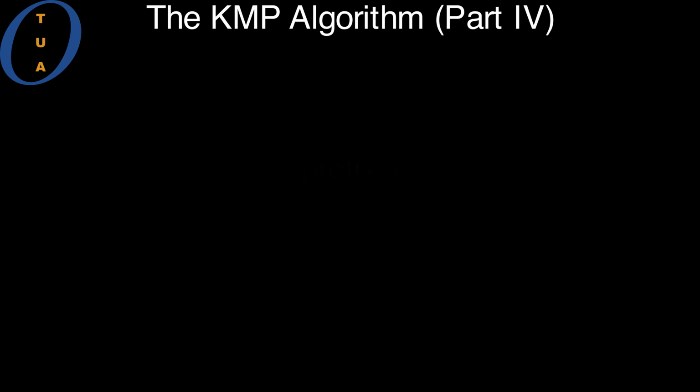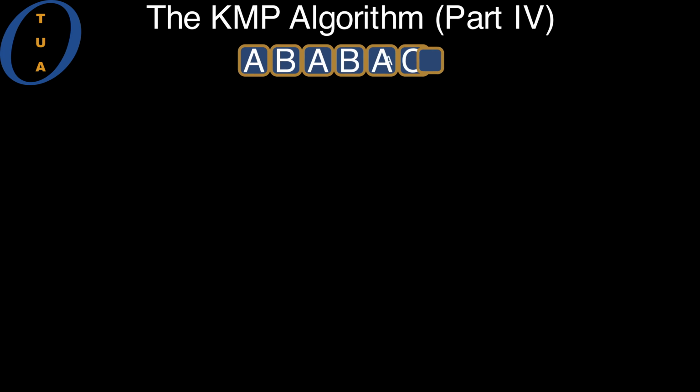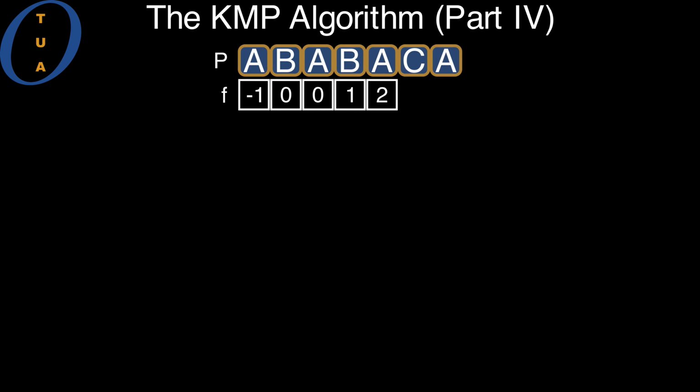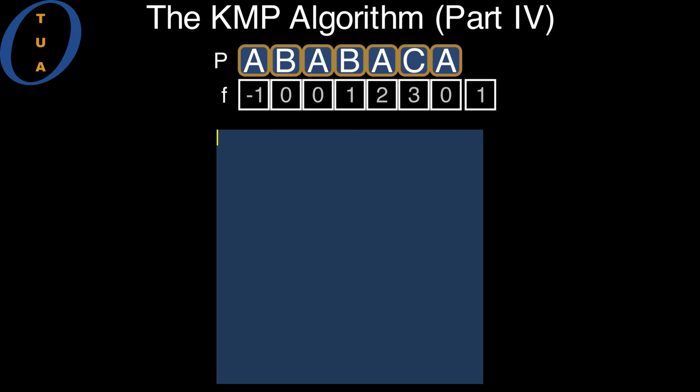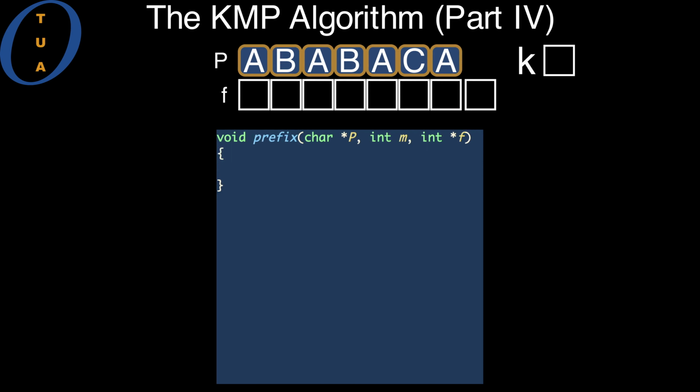We start with a C function called prefix, which takes as input the pattern called P, its length called M, and the memory location called F, starting with which we store the array containing the failure function. We store the length of the current longest proper border in a variable called k, which we initialize by the special value -1.